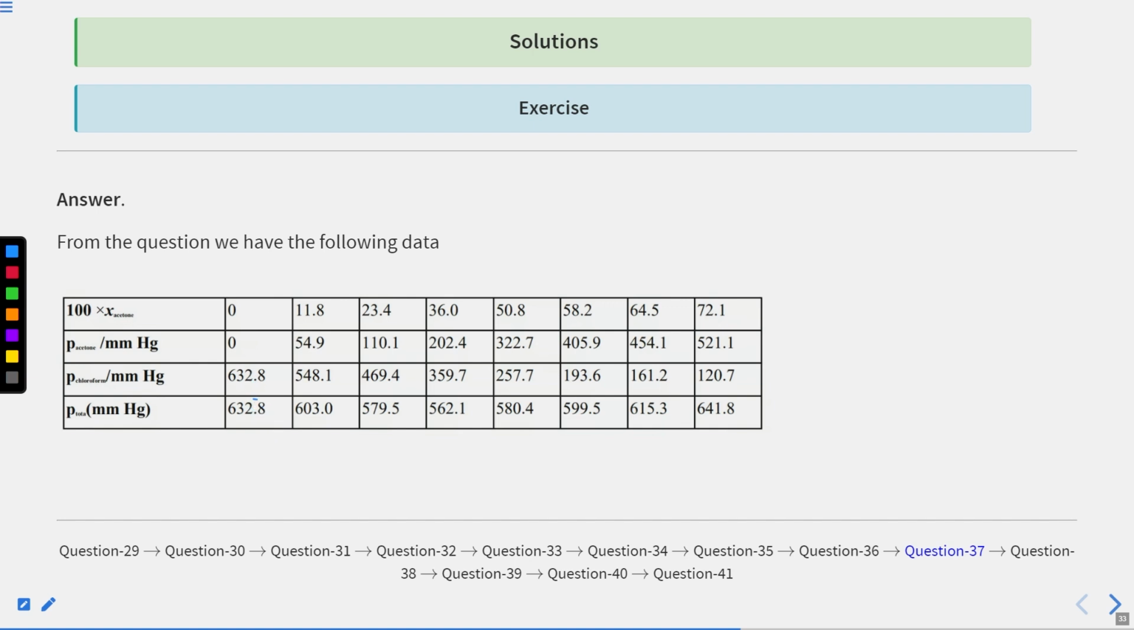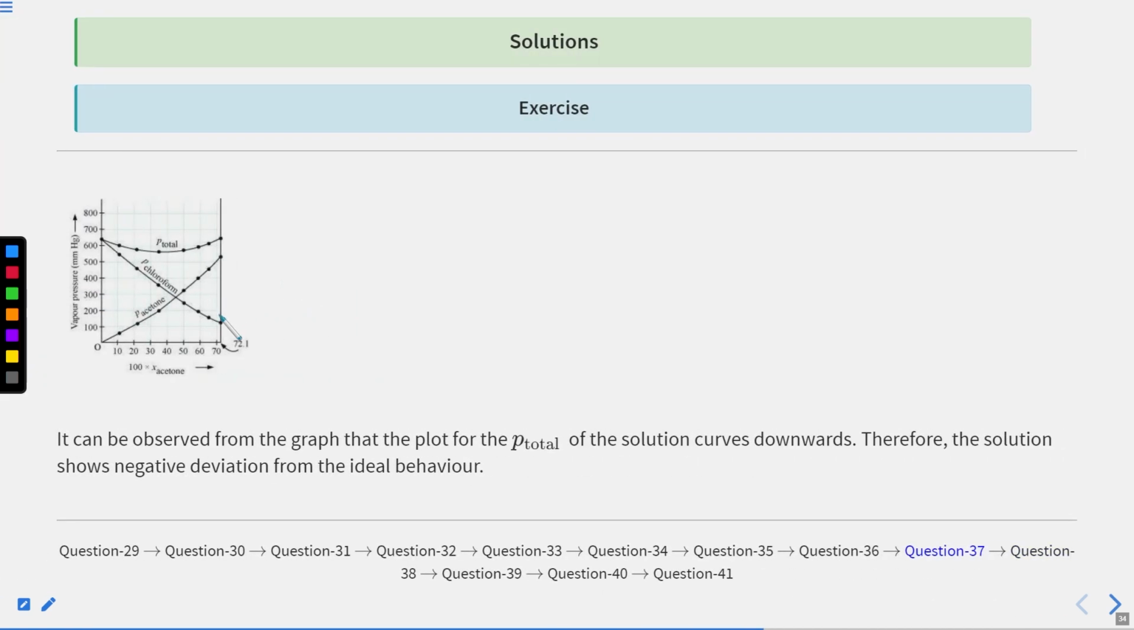They have calculated P total, and all things are given as it is. Now further we will plot it. At 0 we have 632 and it goes on decreasing. You can see that as the mole fraction of chi acetone is increasing, this value is decreasing and the value of P acetone is increasing. At the same time, the P total goes from here to here.